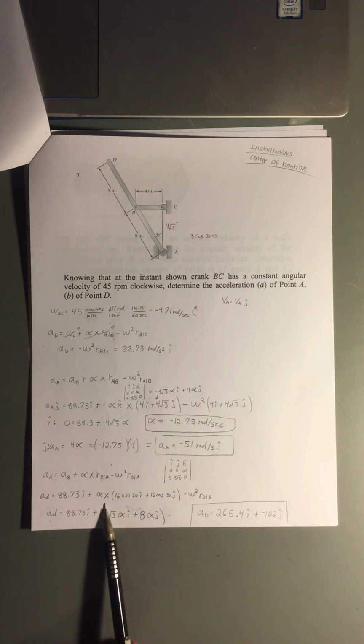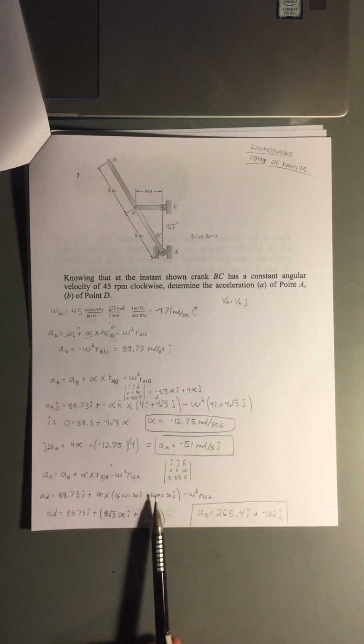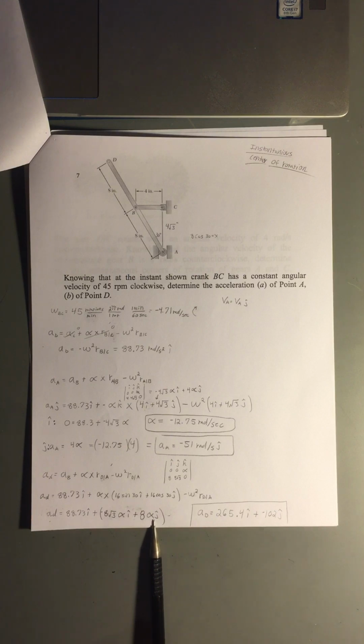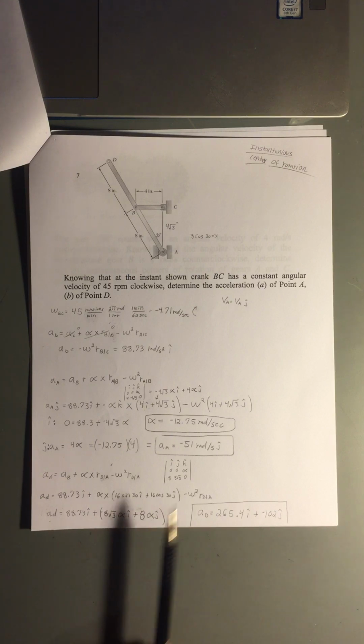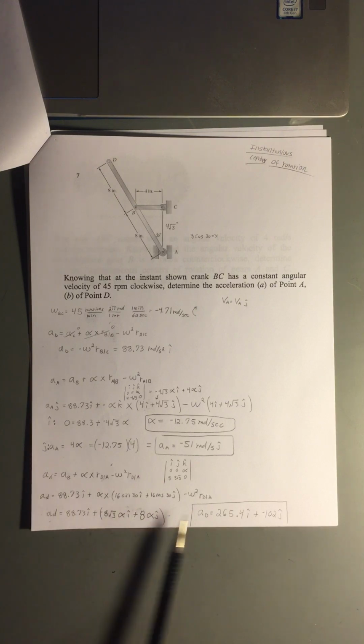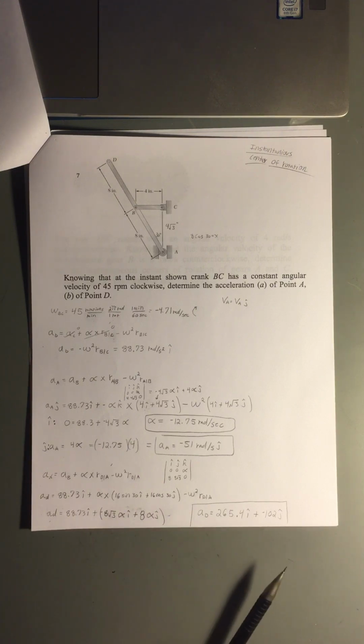So it just becomes a matter of doing this cross product here. So here's the work for that cross product that I did, which gives us these two terms. And then it just became a matter of plugging in our alpha that we solved for and combining our i hat terms to give us our acceleration of D.